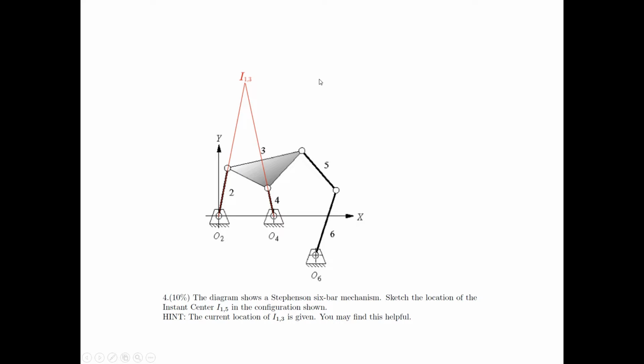Lastly, we'll do this example here. This is a Stevenson 6-bar. Again, we're given some stuff. We're given link numbering on this. We're given 1 instant center. This is a trivial instant center. We've already done that one before for 4 bars, 1,3.